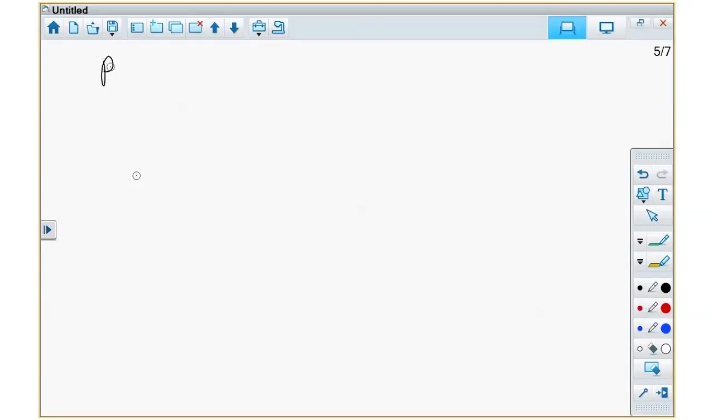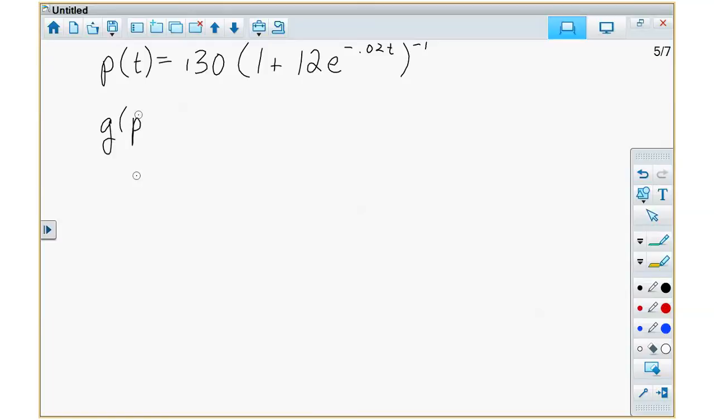P of T is equal to 130 times (1 plus 12e to the negative 0.02t) raised to the negative 1. Is that right? Mm-hmm. And G of P is equal to 2p minus 0.001 p to the 3rd power.